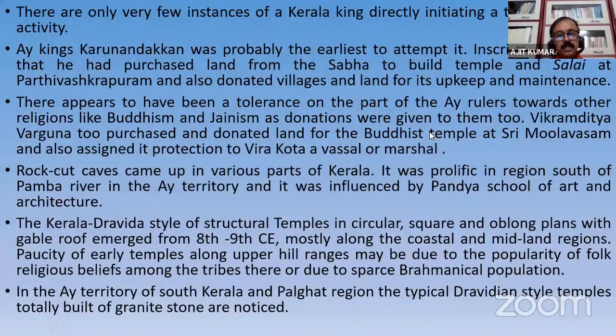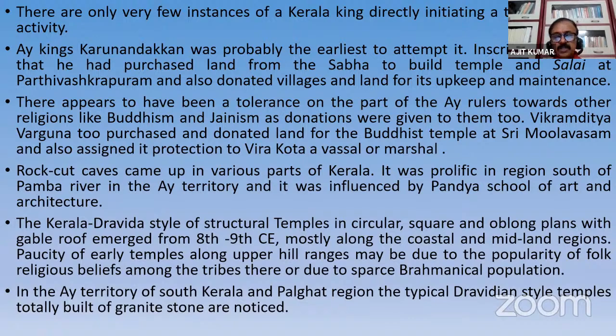During this period, some of the earliest edifices or temples come up in Kerala, and we notice that both forms, as in Tamil Nadu, the rock cut caves as well as structural temples, were erected during this third phase in large numbers. Rock cut caves come up in various parts of Kerala, but there is a concentration in the south of Pamba, in the Aya territory, which was also intermittently ruled by the Pandyas. The cave temples also show an influence of the Pandya school of art and architecture.